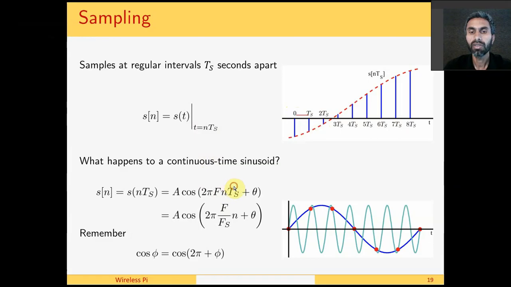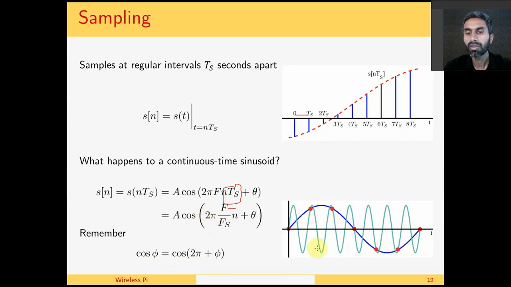When we take the samples, we replace t with nTs, which makes it f over fs. So there are two things to note here. One is the scaling by fs. The other is that if there was another frequency f plus k fs, then fs would have cancelled out and it would just be an integer multiple of 2 pi, which means the same phase. What this means in time domain is that this is a slowly varying sinusoid.